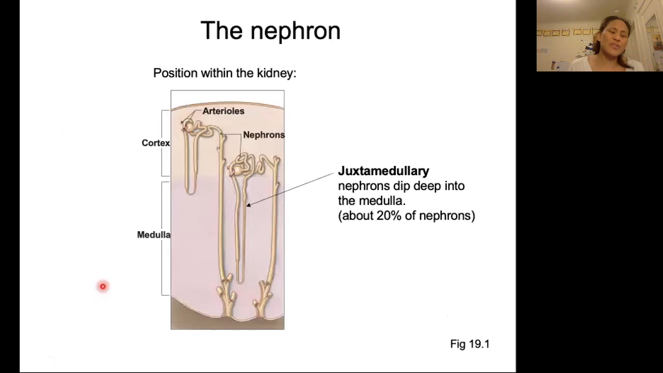Okay, so I just told you that the nephron is the functional unit of the kidney. Let's take a closer look at nephrons. First off, this diagram roughly shows the position of the nephron within the kidney. About 80% of our nephrons are what we call cortical nephrons, where most of the nephron lies in the cortex of the kidney, okay? About 20% are these special nephrons that we call juxtamedullary nephrons. Don't worry about the name, but they dip deep into the medulla of the kidney.